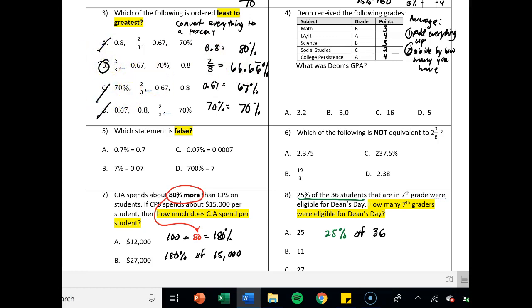You could have also said, hey, 80%, that should be my last one. So 0.8 should be at the end. So it was in between these two. It's got to be B.